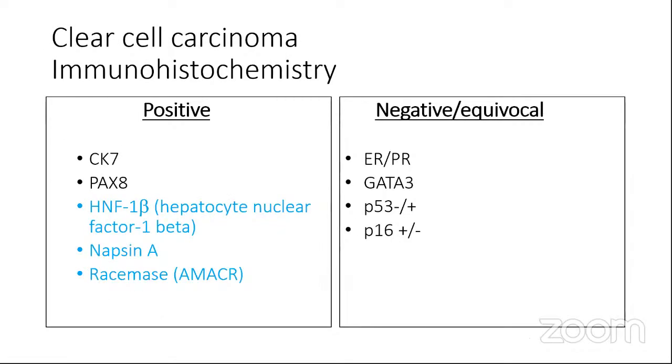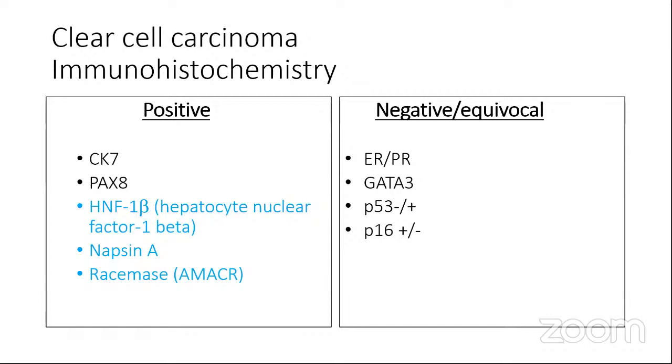In terms of ancillary studies, they stain like other clear cell carcinomas in other parts of the GYN tract. So they're CK7 positive, PAX8 positive. As I mentioned earlier, HNF1 beta is positive in these tumors, but not specific to this type of adenocarcinoma in the cervix. Napsin A and racemase are really good markers for clear cell carcinoma, especially when your differential is something like endometrioid or mesonephric type carcinomas.